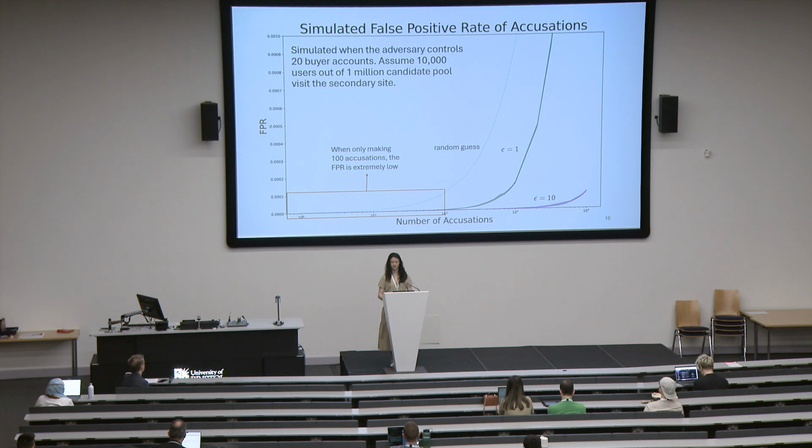The default epsilon in the Protected Audience aggregation server is actually set to 10, and with 20 buyer accounts, the adversary can accurately identify more than 9,900 visitors if they choose to accuse 10,000 users. And if the adversary has a low tolerance for false accusations, they can simply choose to accuse fewer users.